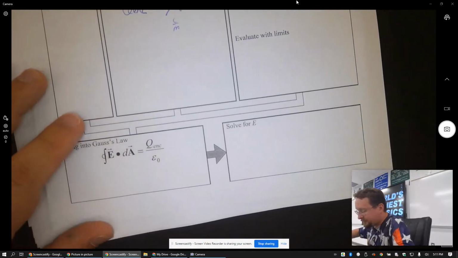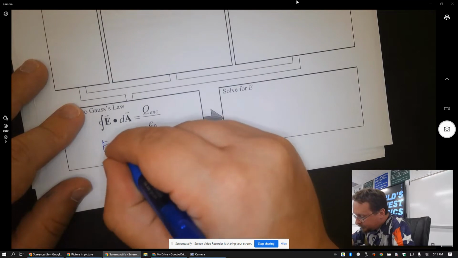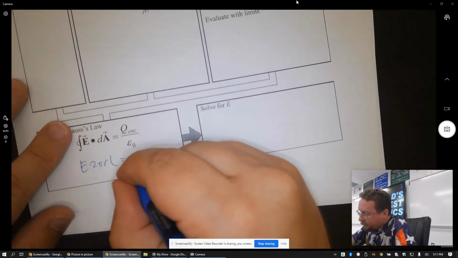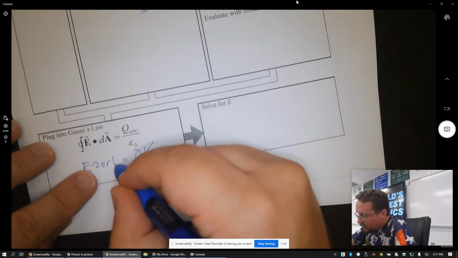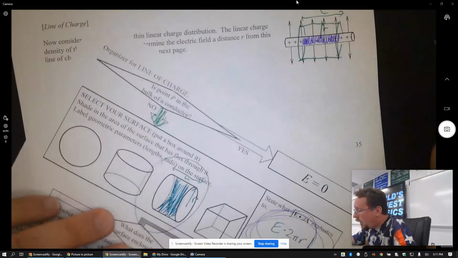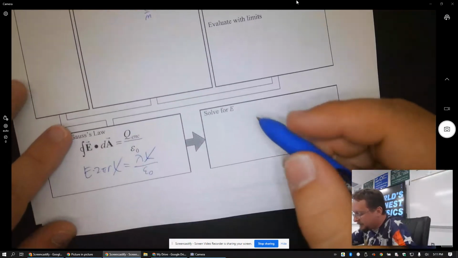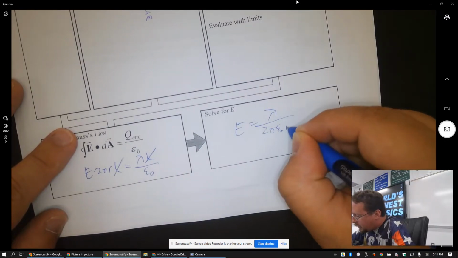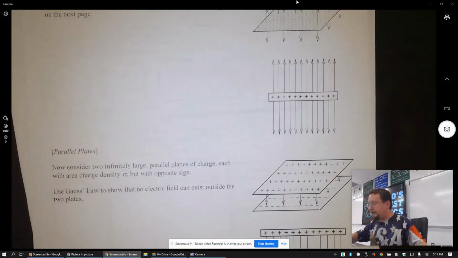Okay, glorious. Let's come back over here. E times 2 pi R L, because that's what I said up here, equals lambda L over epsilon naught. I made up L out of nowhere, so it should disappear. R is what I'm trying to find the electric field in terms of, so R was not made up by me, but you just get E equals lambda over 2 pi epsilon naught R, right? Okay, so you see how the flow chart works. Let me show you a couple more flow charts here.